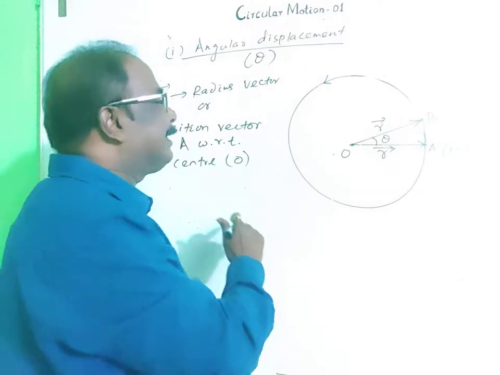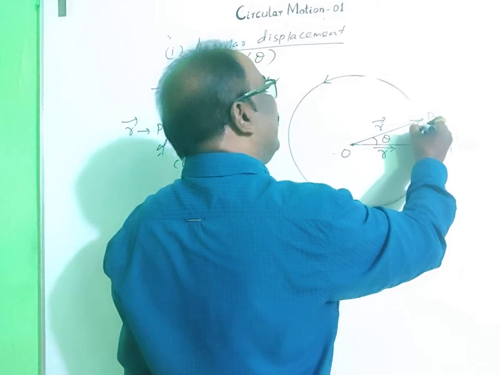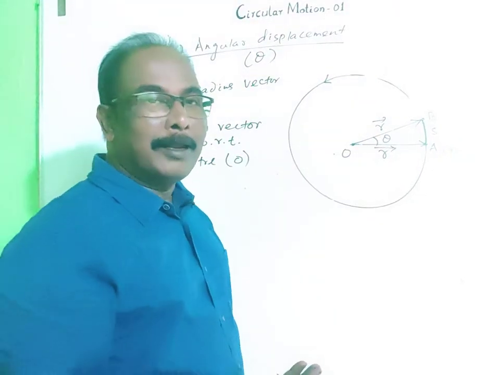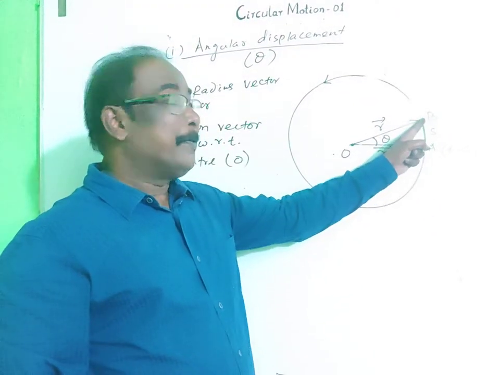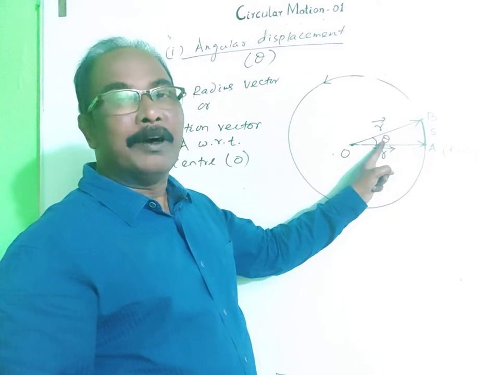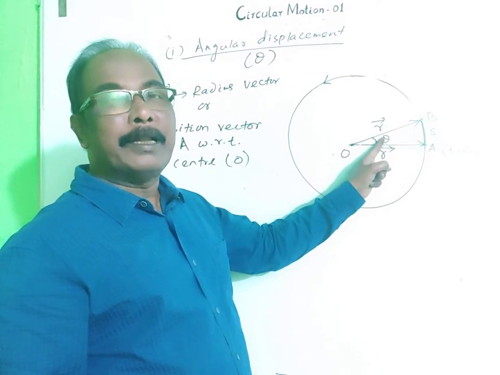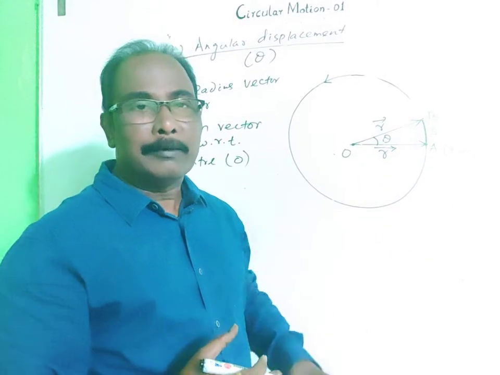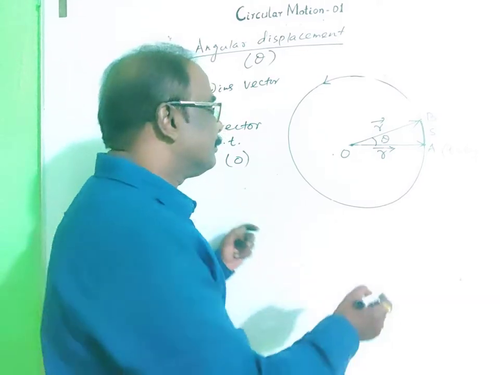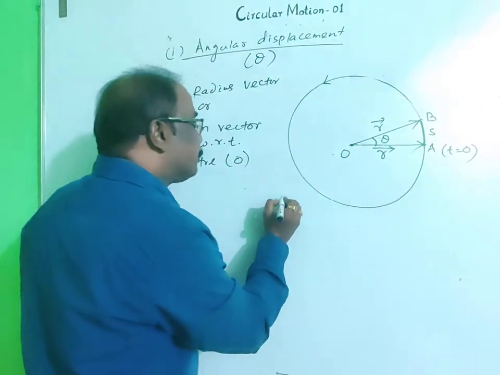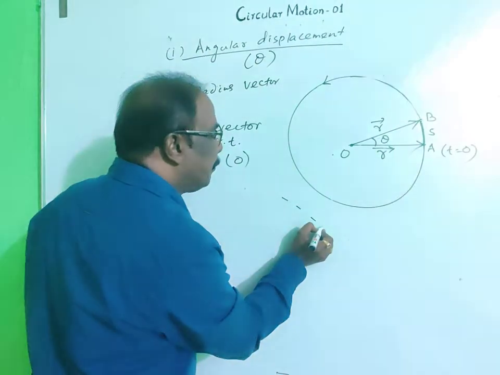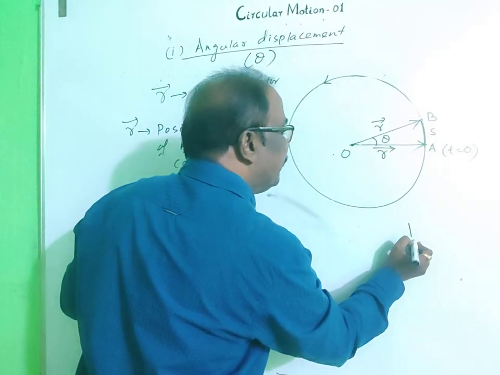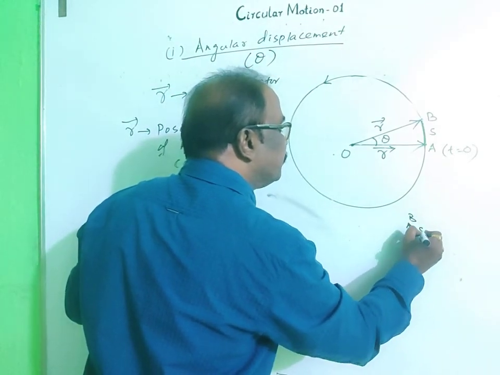Then what is theta? A to B, let this be S, linear distance. If you consider this angle subtended at the center is very small, then A to B is a straight line, because the circular path is the sum of a number of straight lines. So we may consider A to B is a straight line. So this is linear displacement.